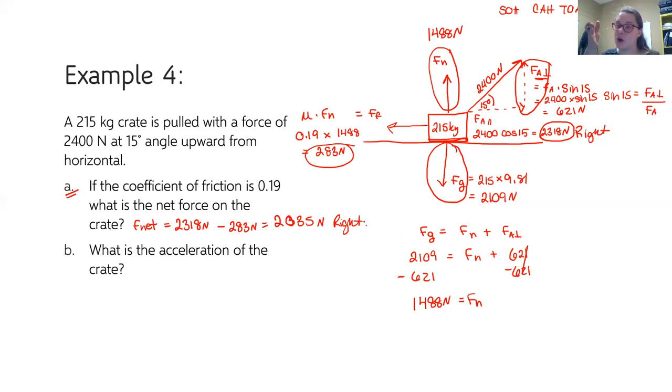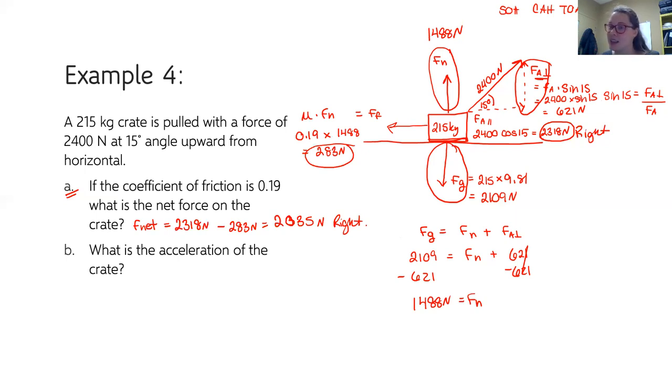Okay, so when I'm finding normal force, I stick with all vertical forces. I only look at vertical forces when I'm dealing with that. Then when I'm finding my net force, I deal with just my horizontal forces, because that's the direction of motion.